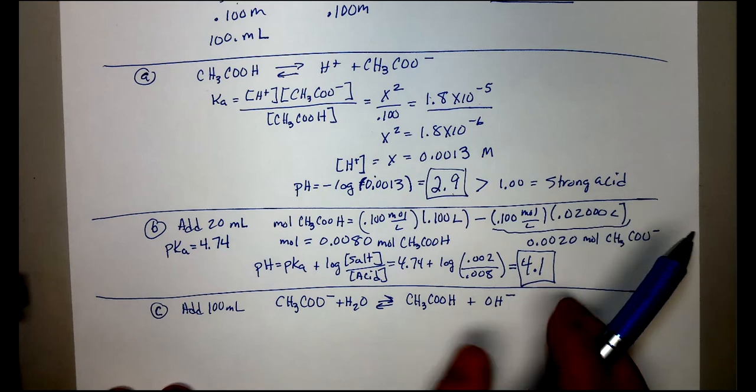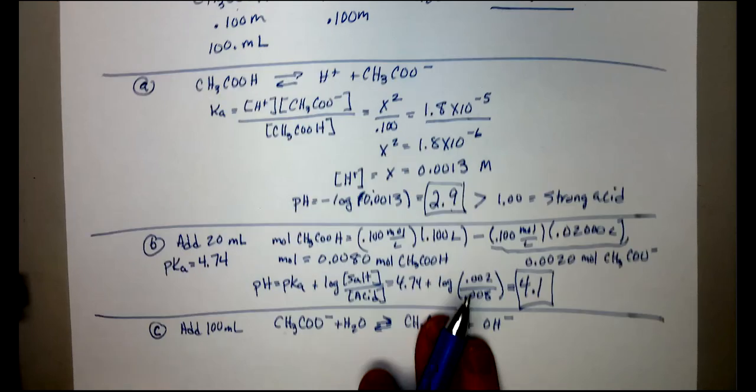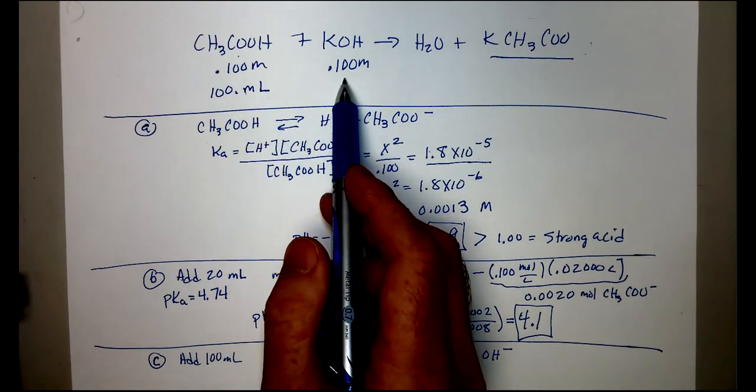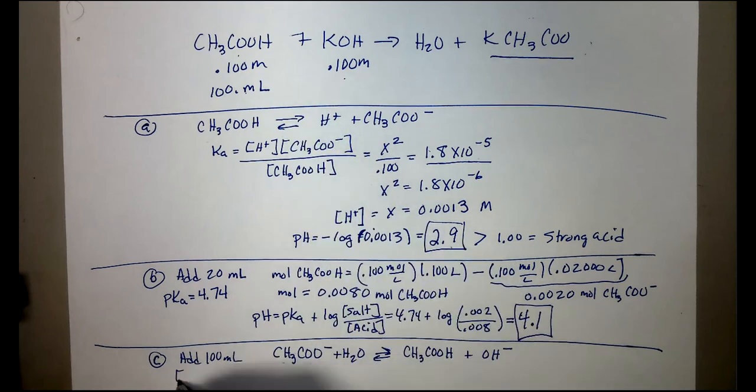But we need to think about what concentration this is at the equivalence point. So if I had 100 milliliters of this, 100 milliliters of that, I've doubled my volume, so my concentration of acetate initially is 0.0500.